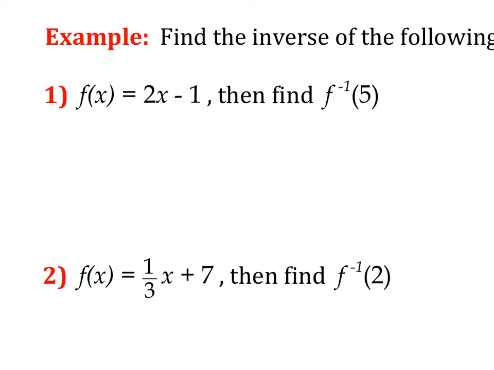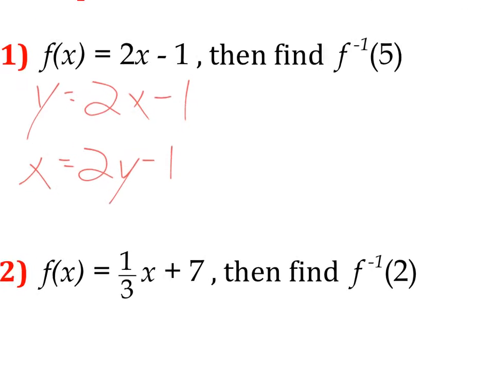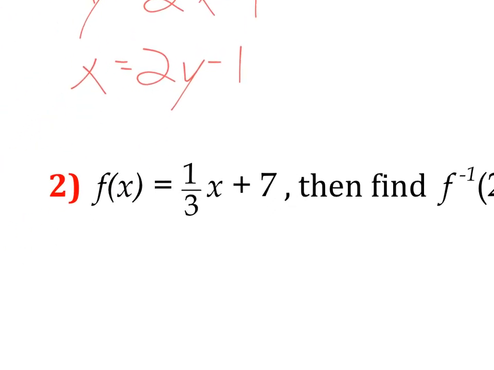First one, I'm going to think of this as y equals 2x minus 1. Then I'm going to go ahead and switch the x and y, so x equals 2y minus 1. And now my goal is just to get y by itself. So I'm going to have to add 1 to the other side and then divide everything by 2. So I'm going to add 1 to the other side, x plus 1, and then divide everything by 2, and that equals y.